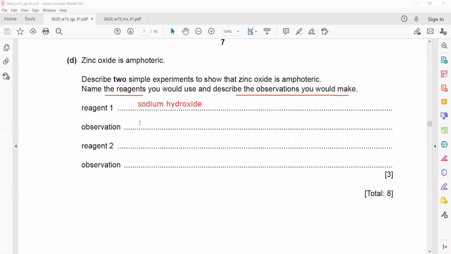And what is the observation? We'll observe that the zinc oxide reacts and dissolves. And we can add hydrochloric acid. What will be the observation? Again, we'll observe it will react, or zinc oxide dissolves. Here, dissolving refers to the reaction occurring.